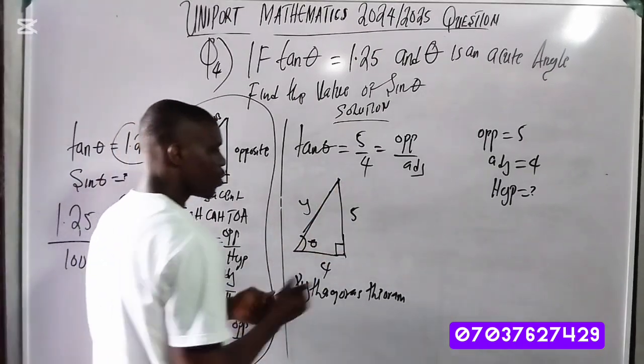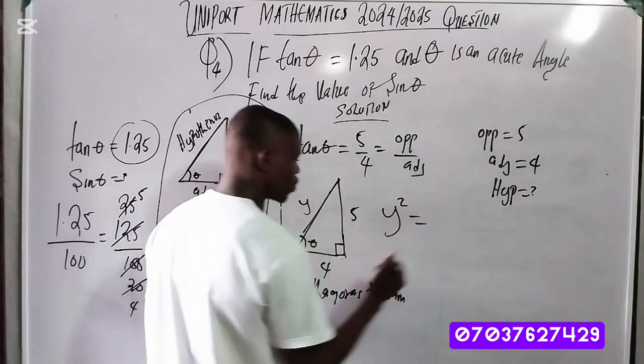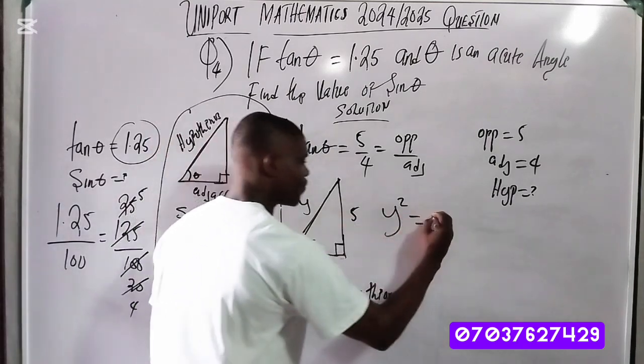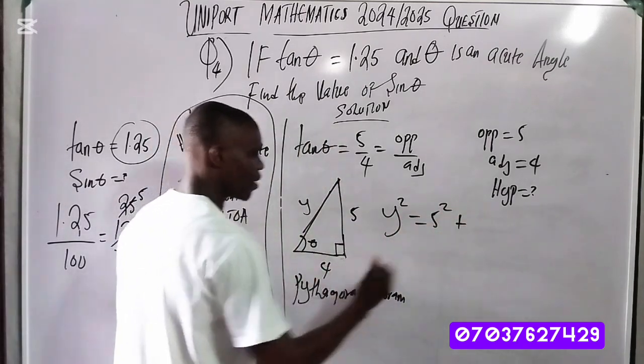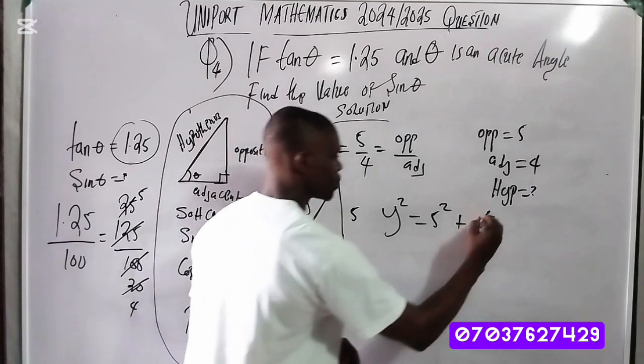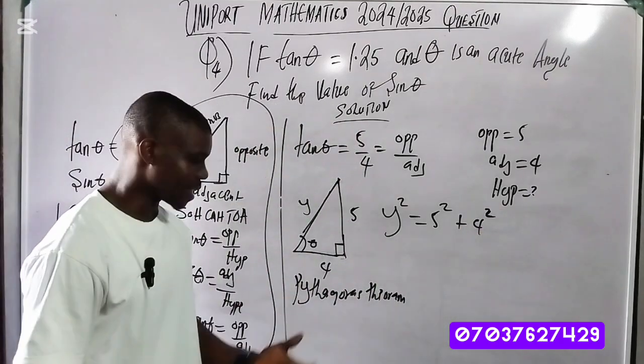It is saying that y square is equal to what? The square of this guy, 5 square, plus the square of this guy, 4 square. That is what Pythagoras theorem is.